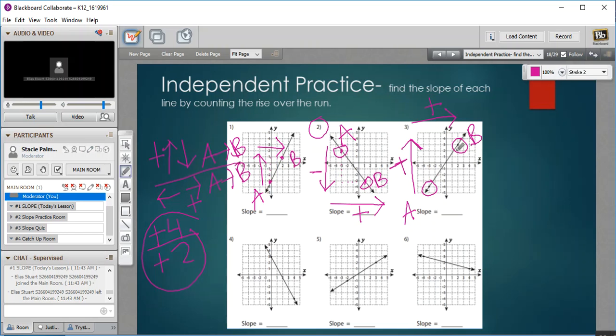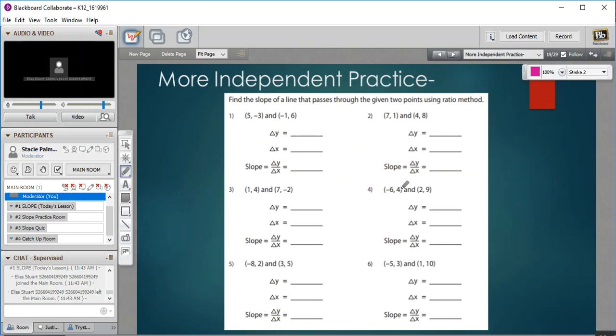So from point A to point B, we're moving up 1, 2, 3, 4, 5, 6, 7. Positive 7. We are moving to the right 1, 2, 3, 4, 5. Positive 5. That's our slope. So that's how you find slope by counting the rise over the run.